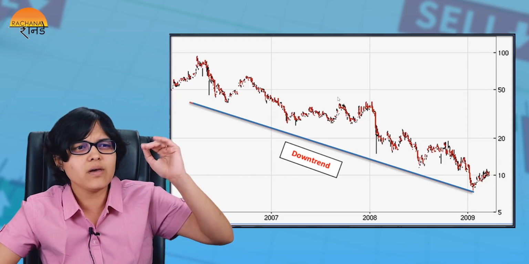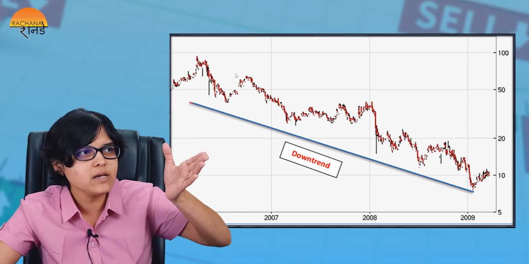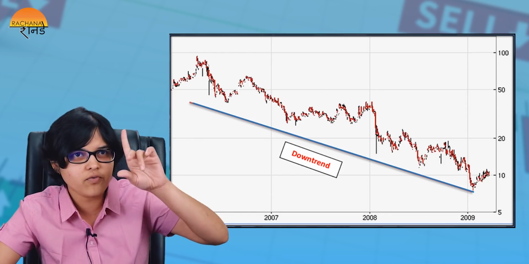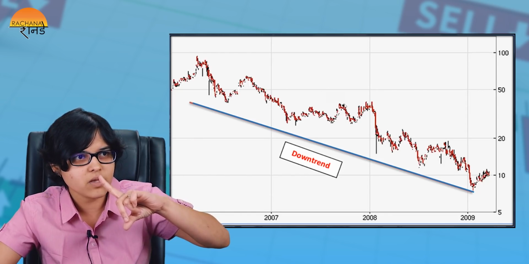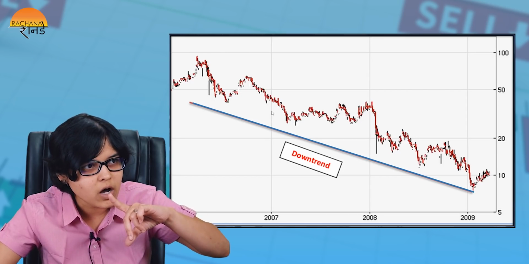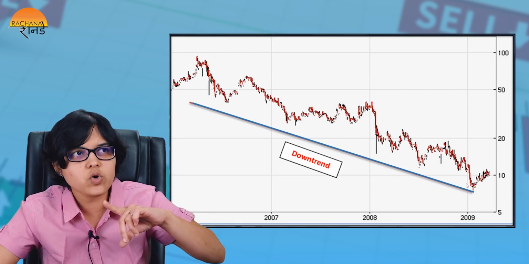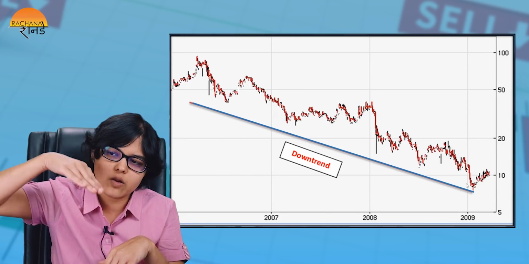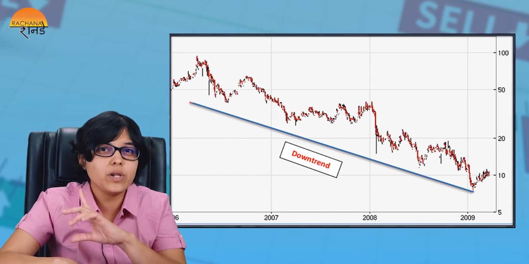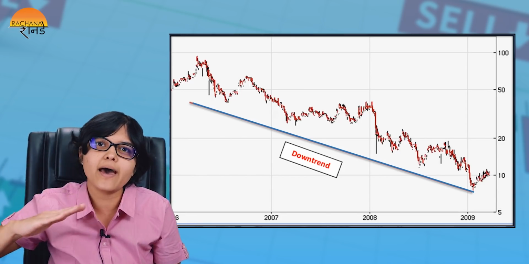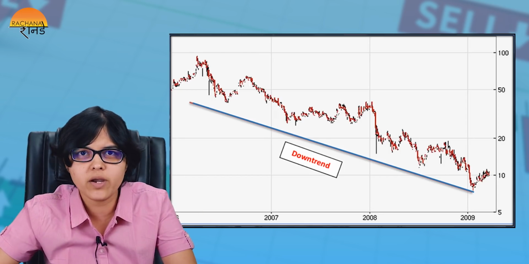Okay, so again, as I said, it's easily visible to our eyes. Overall, the highs of the stocks are going down, right? And the lows are also going down. So basically, a downtrend is like lower highs and lower lows, whereas the uptrend was higher highs and higher lows.